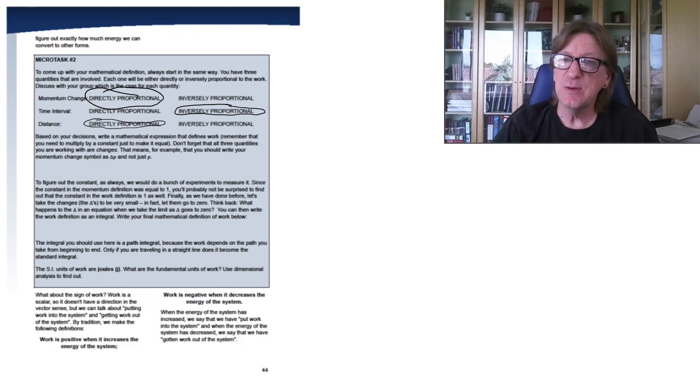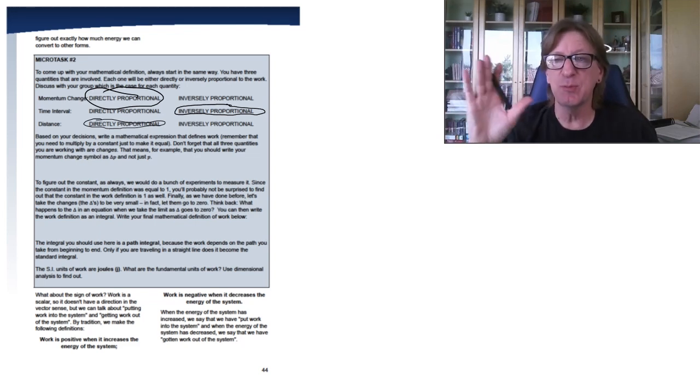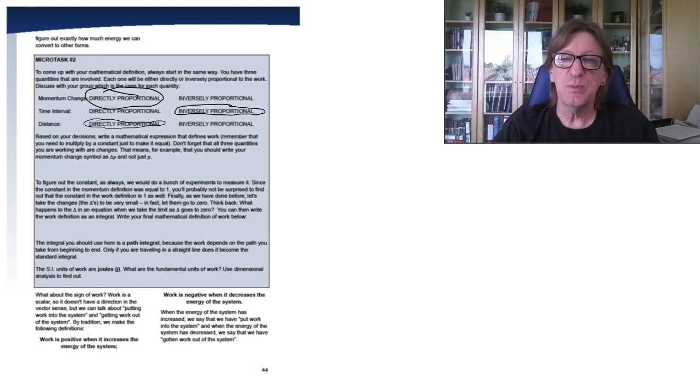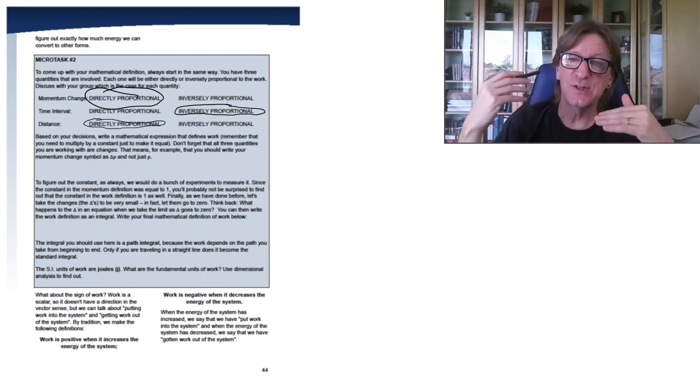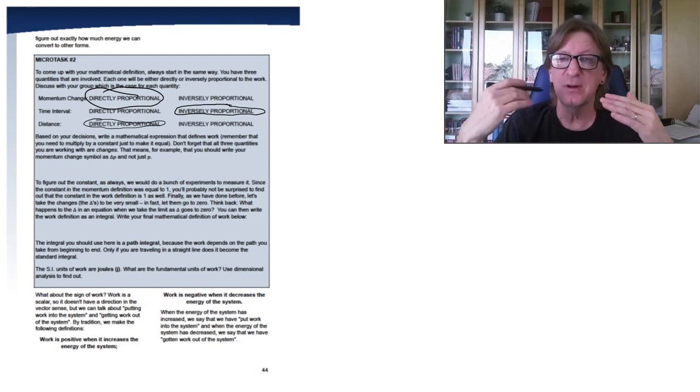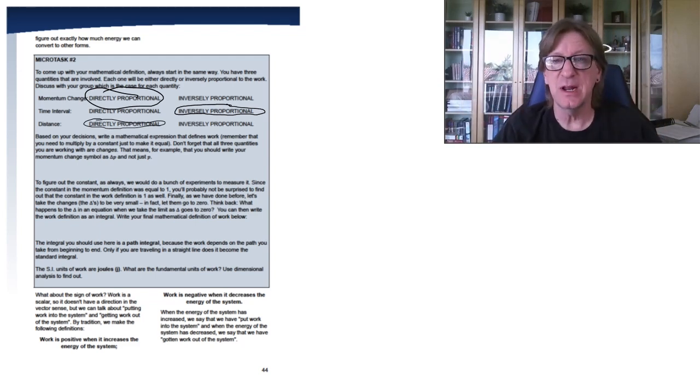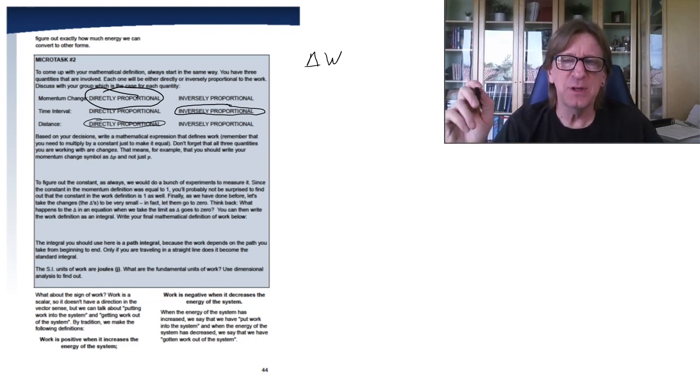So the next thing we do, once we've decided directly proportional or inversely proportional, is we put these things together in order to form our actual equation. So remember that if it's directly proportional, it goes in the numerator. If it's inversely proportional, it goes in the denominator. Now, I am going to write this as delta W, a change in work. That's not technically correct because work is a change, right?